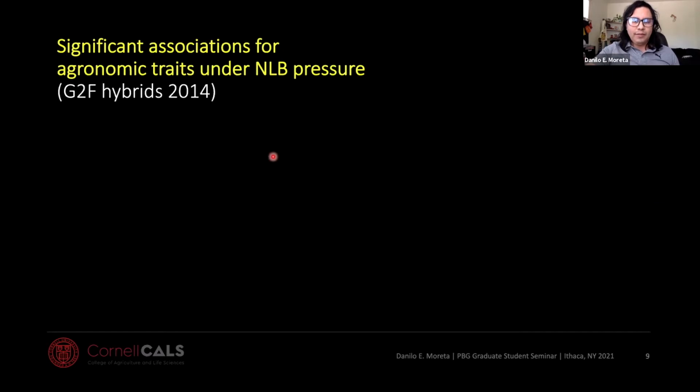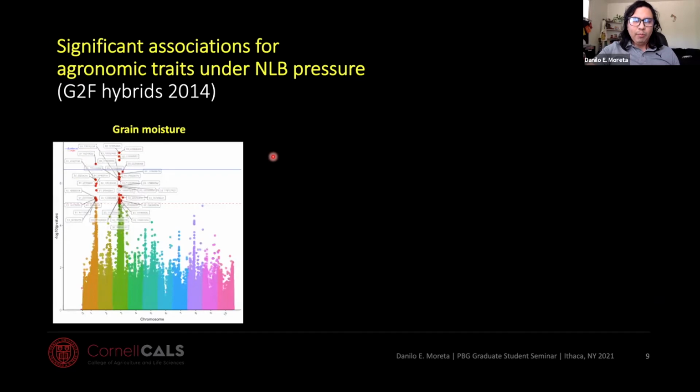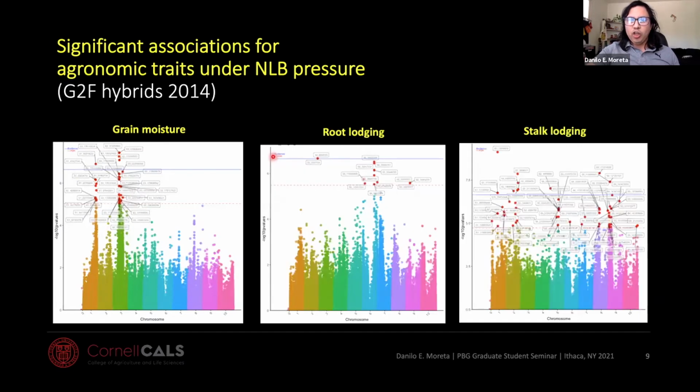However, I did detect significant SNPs for grain moisture, root lodging, and stalk lodging under NLB pressure. The stalk lodging results are the most interesting because they resonate with a study which reported that selection for NLB resistance reduced stalk lodging under NLB pressure.